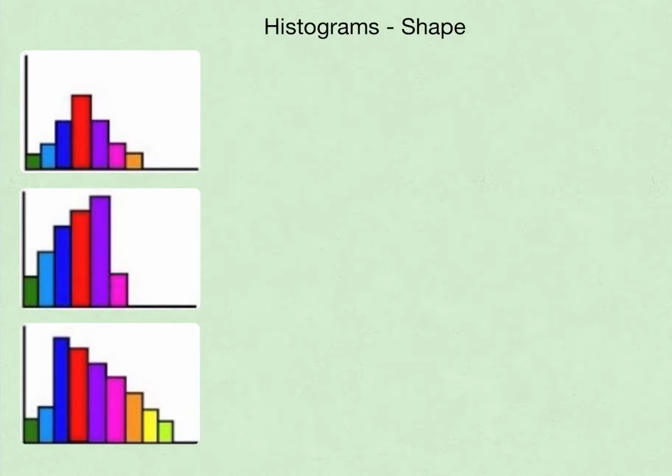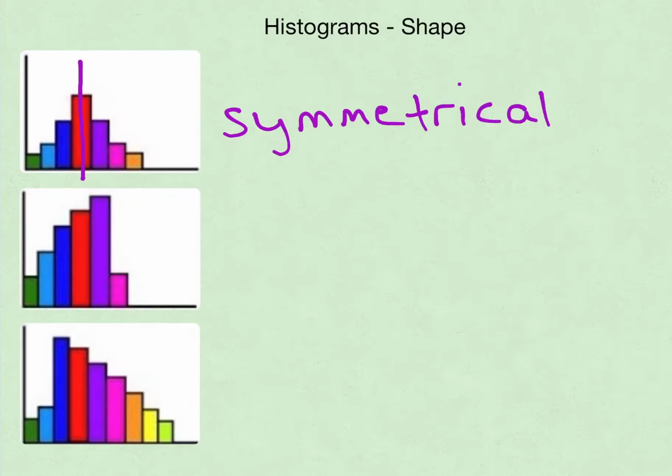Let's go ahead and start with the measures of shape here. Whenever we look at the shape of a histogram, that helps us out with some measures of center. Our first example shows us an even data set. We have the same number of points on both sides, so this is going to be symmetrical. We discussed this before with dot plots. It's very similar to that.